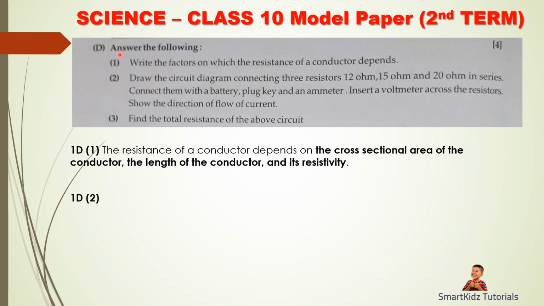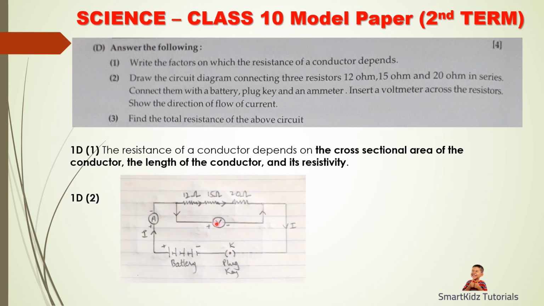Question 2 under question 3D: draw the circuit diagram connecting 3 resistors 12 ohm, 15 ohm, 20 ohm in series. Connect them with a battery, plug key, and an ammeter. Insert a voltmeter across the resistors. Show the direction of flow of current. So this is the diagram, and it fulfills whatever has been asked. As far as distribution of marks is concerned, question 3D is for 4 marks. The first question has 1 mark. The diagram with all the labeling has 2 marks. And 1 mark for question 3 under 3D.